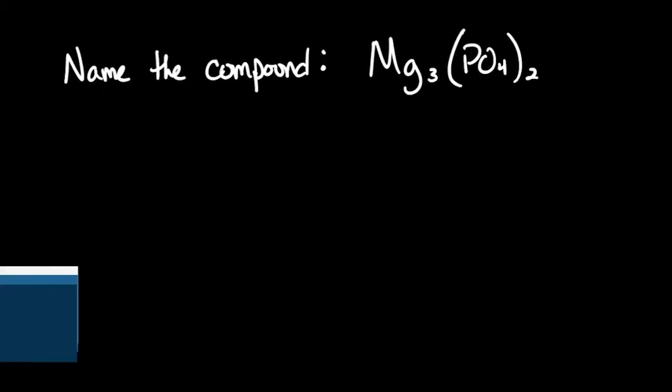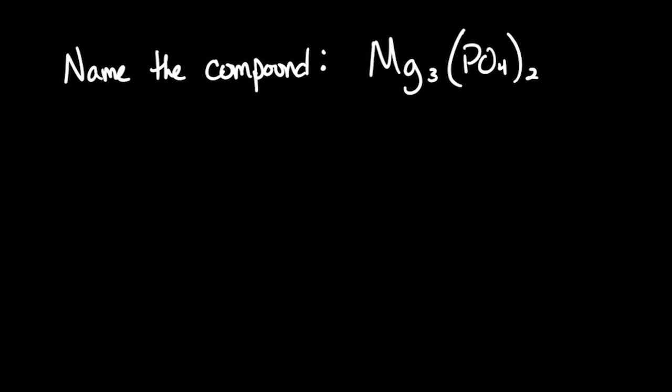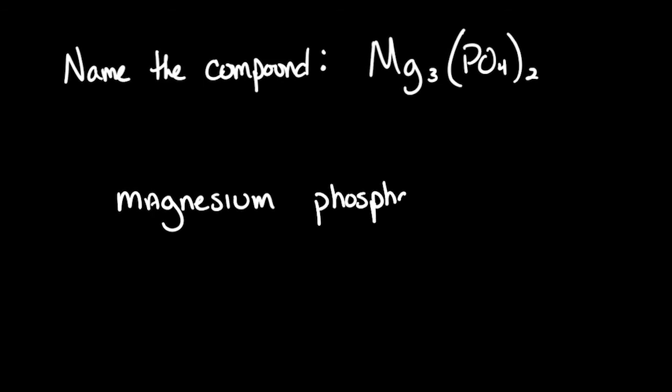Now it's your turn. Pause the video and name this compound. Okay, so in this compound, Mg is magnesium. So I know I just need to name that metal. And PO4 is a polyatomic ion with the name phosphate. So the name of this compound is magnesium phosphate.